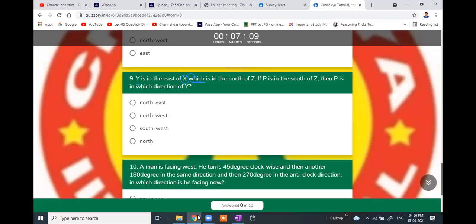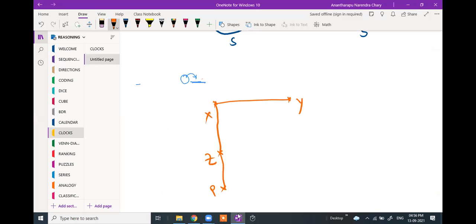And the question is, P is in which direction of Y? Here, Y represents the reference. I chose northeast. So Y is the origin. If Y is the origin, we need to see P in which direction. I chose it from P, sir. That's why I got northeast. It is between south and west, so it is southwest. Answer is southwest.